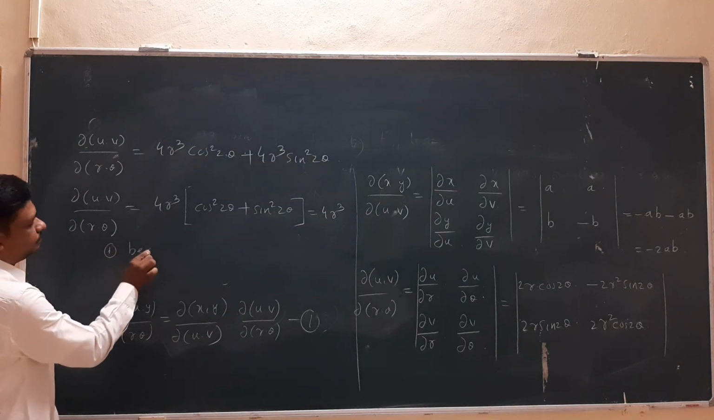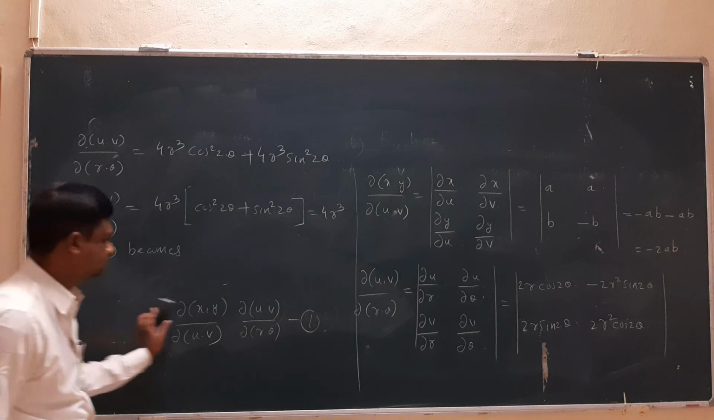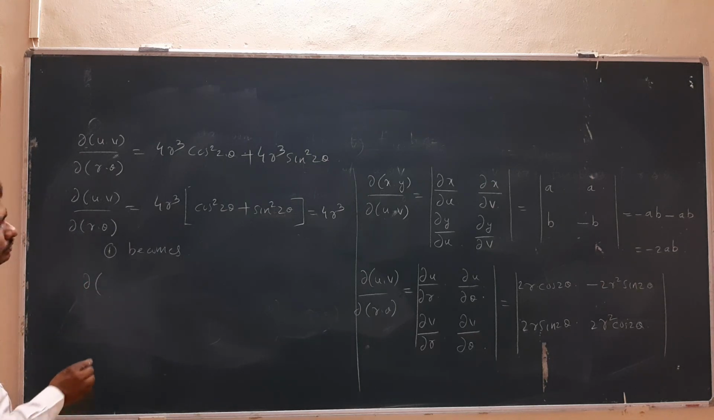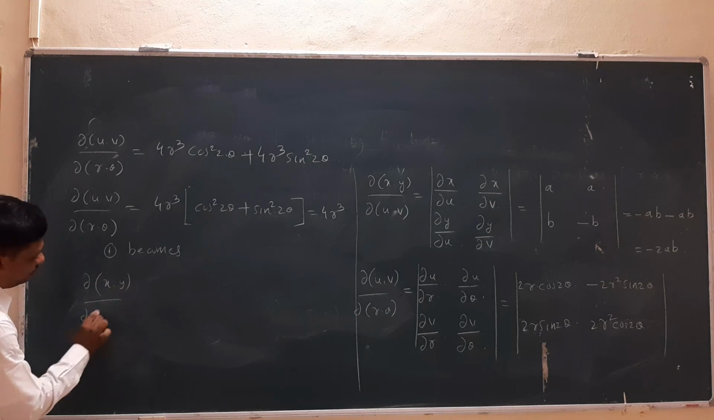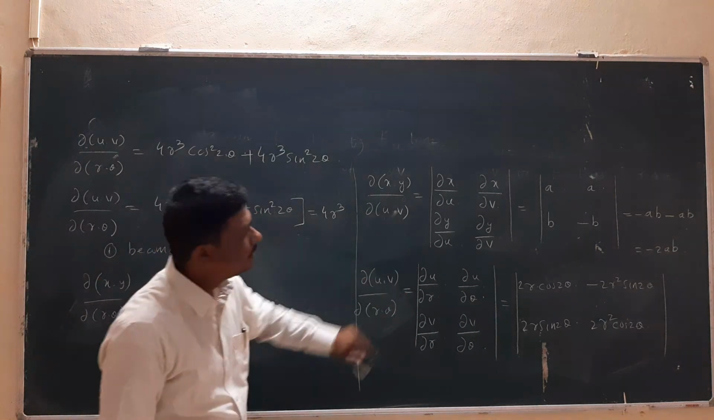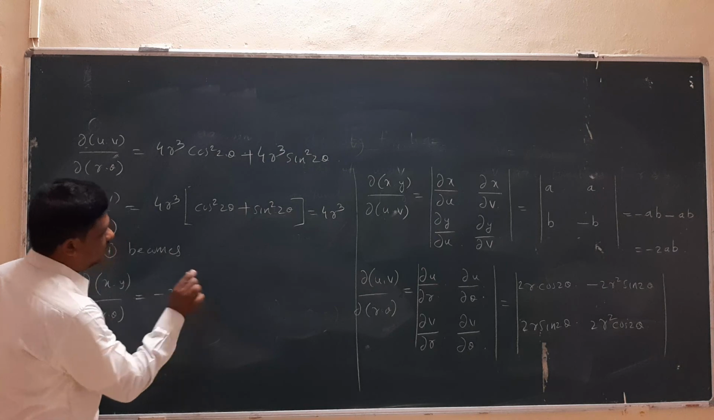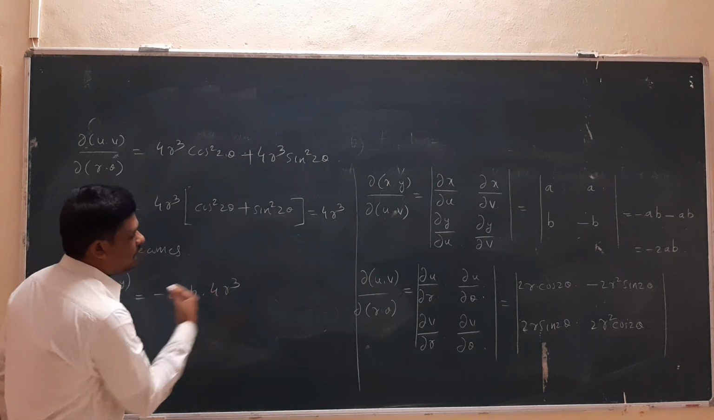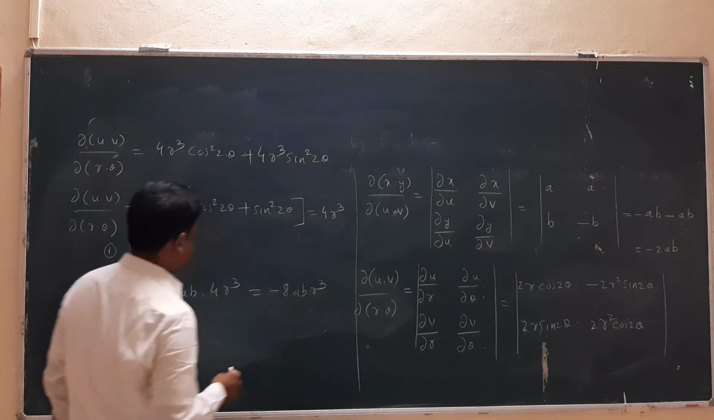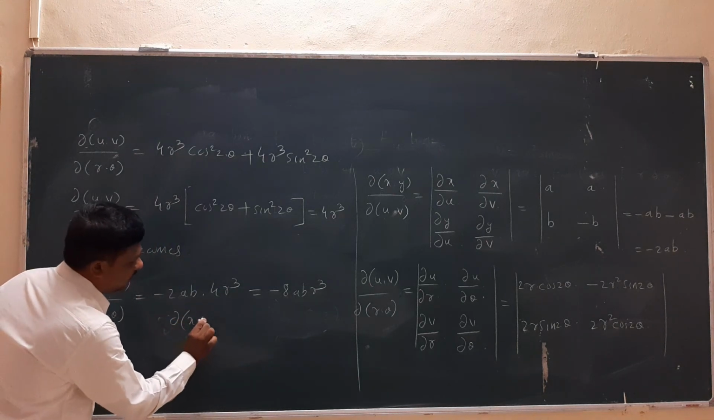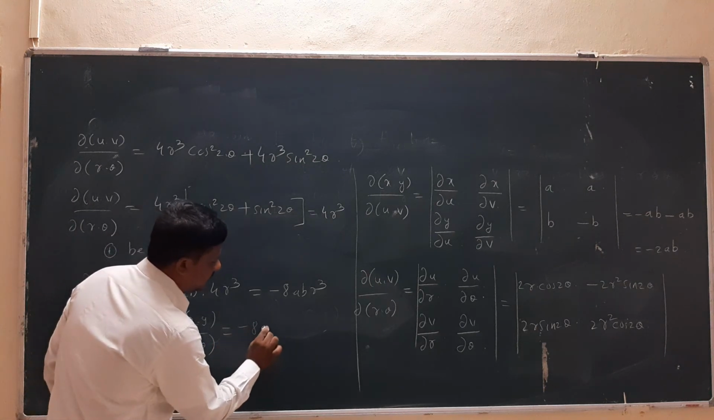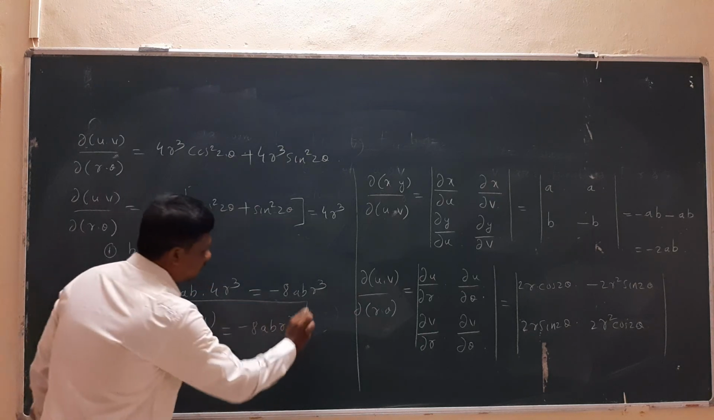So equation number 1 becomes ∂(x,y)/∂(r,θ) is equal to minus 2ab into 4r cube. This implies minus 8ab r cube. That is ∂(x,y)/∂(r,θ) is equal to minus 8ab r cube. So this is our required answer.